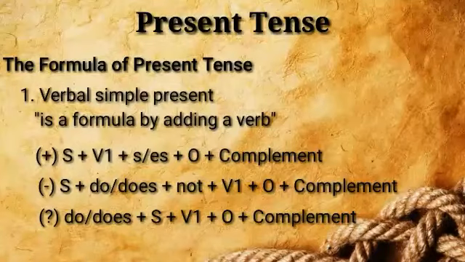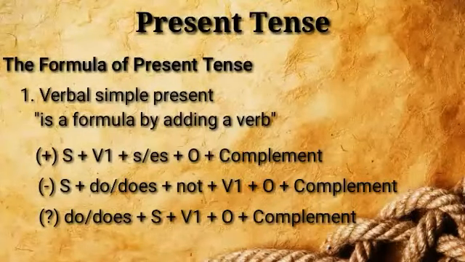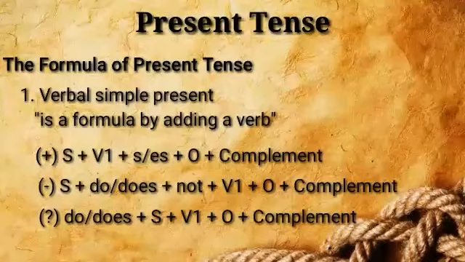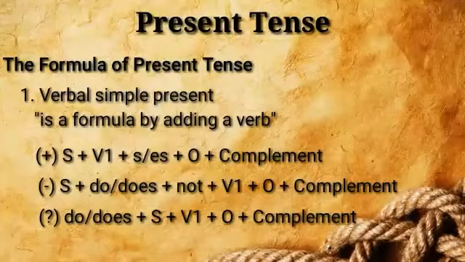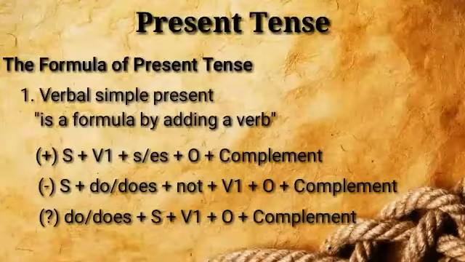And for negative formula, the structure is like subject plus do or does plus not plus verb 1 plus object plus complement. While for interrogative formula, the structure is like does or do plus subject plus verb 1 plus object plus complement.